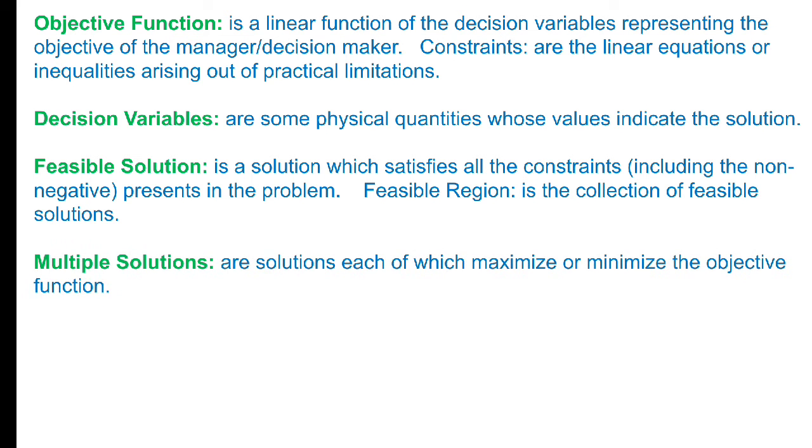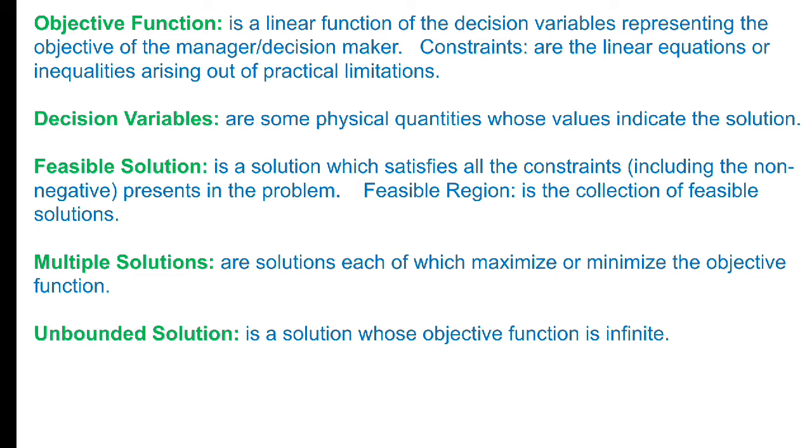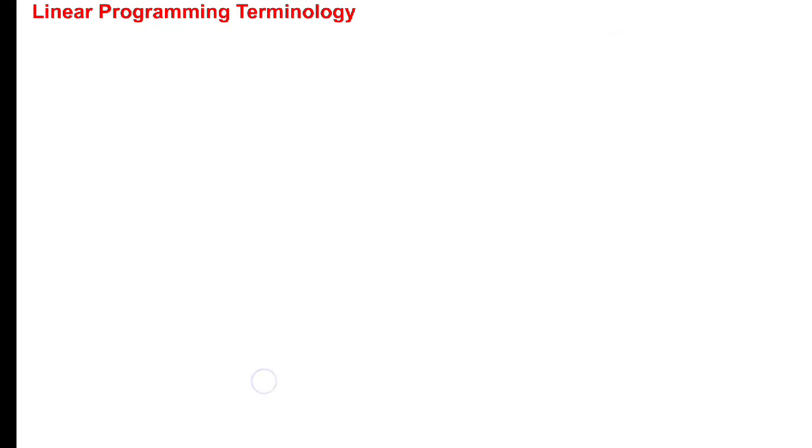Multiple solutions: solutions which maximize or minimize the objective function. Unbounded solution: the solution where the objective function is infinite. Infeasible means no feasible solution at all. We are going to study these one by one, and what they mean while solving the problems.